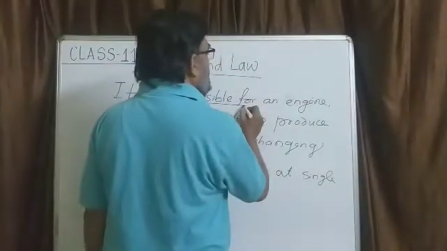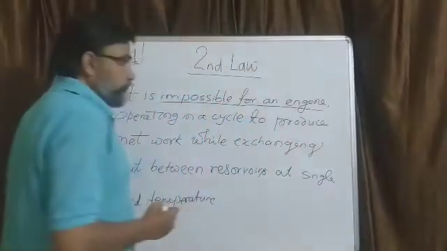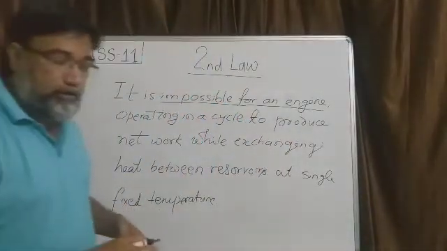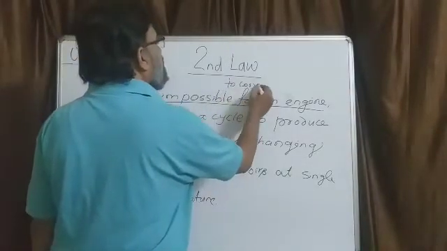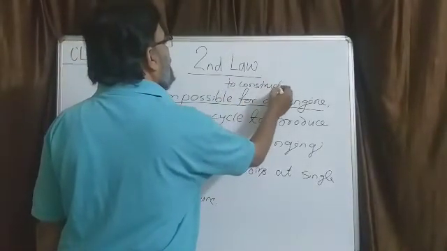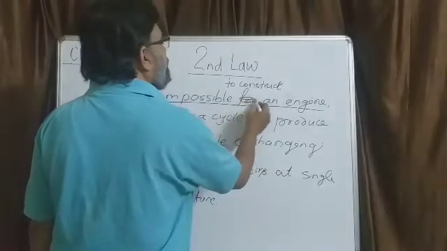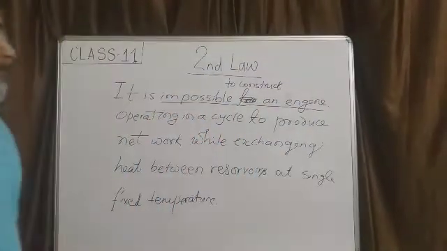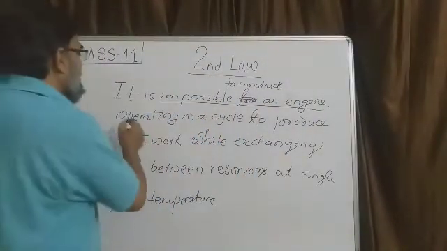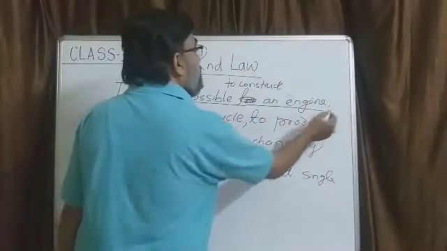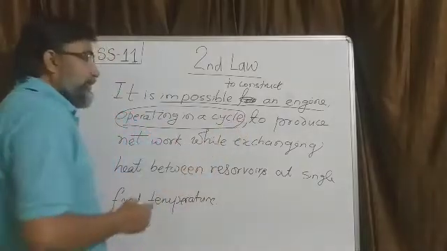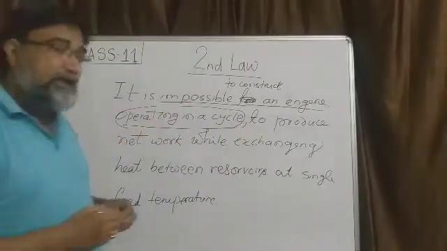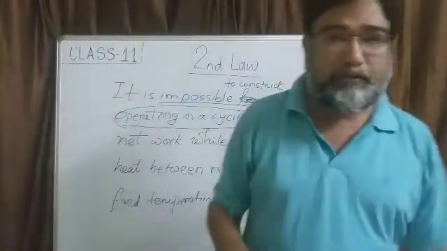impossible for an engine. Okay, so it is impossible to construct an engine. Write like this, better: it is impossible to construct an engine operating in a cycle. This is very important because we are telling the second law only for a cycle, so that engine must operate in a cycle, and an engine does operate on the basis of a cycle.